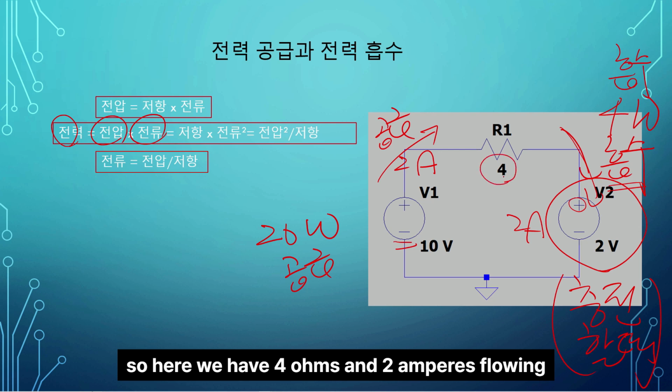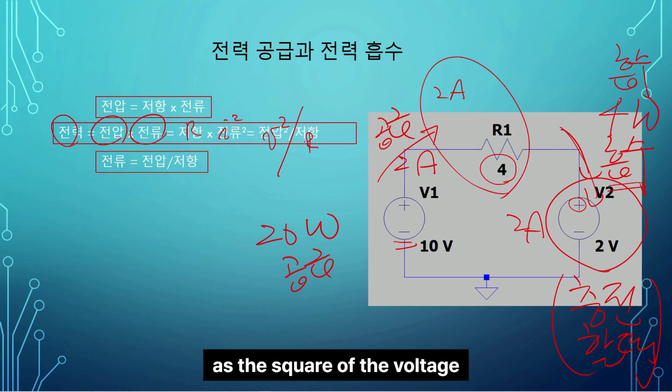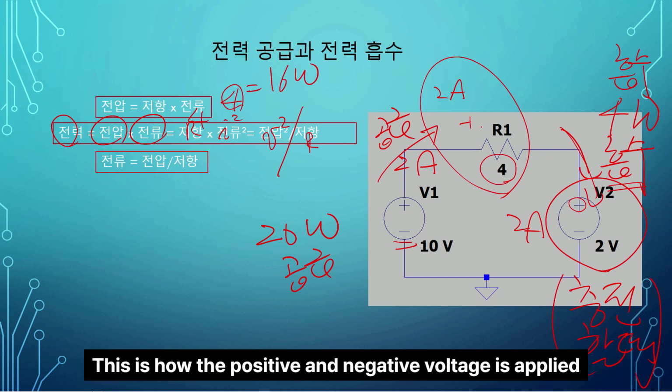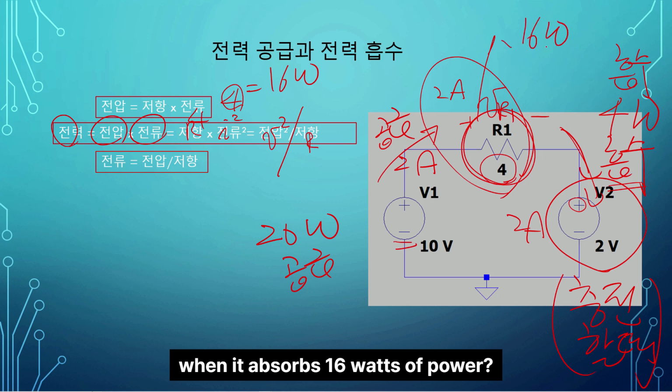So here we have 4 ohms and 2 amperes flowing. In this case, you can think of power as I squared R, or you can also think of it as the square of the voltage divided by the resistance. Now, the current is 2 amperes, which makes it 4. Since it's 4 here, 4 times 4 equals 16 watts. So the 4 ohm resistance absorbs 16 watts of power.